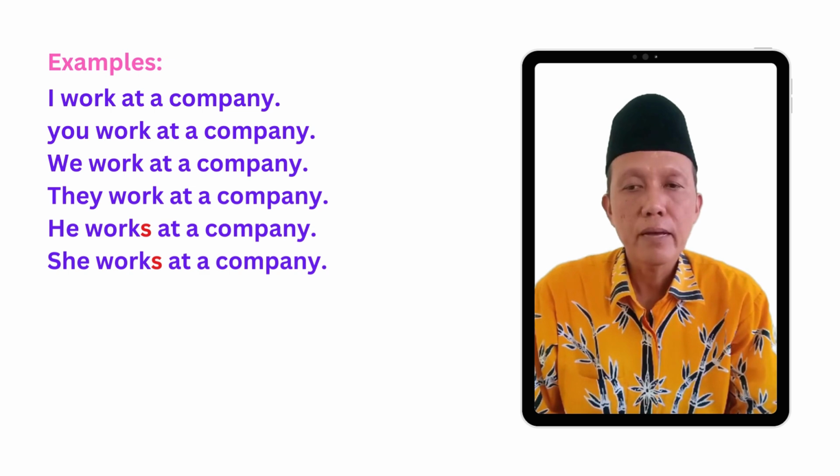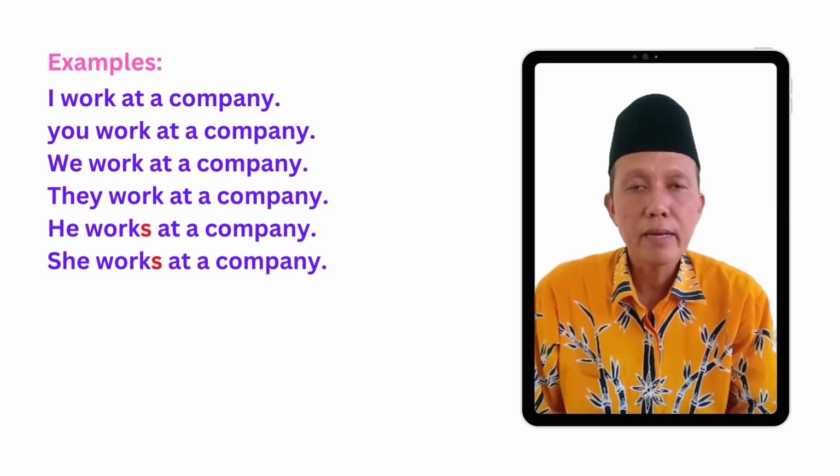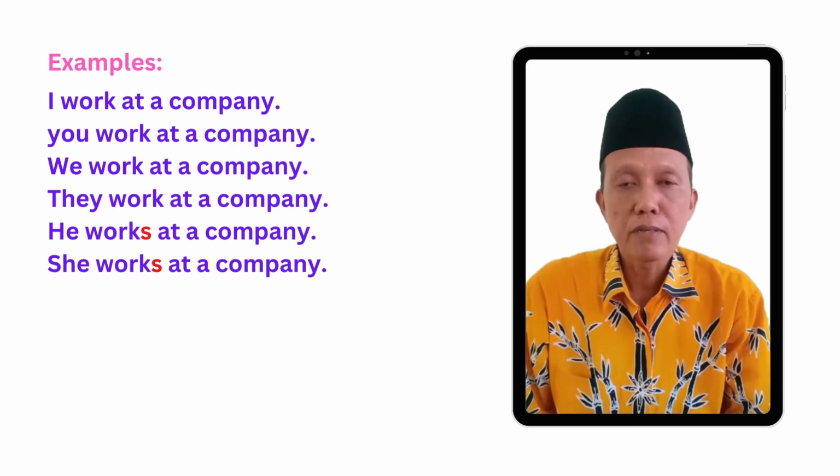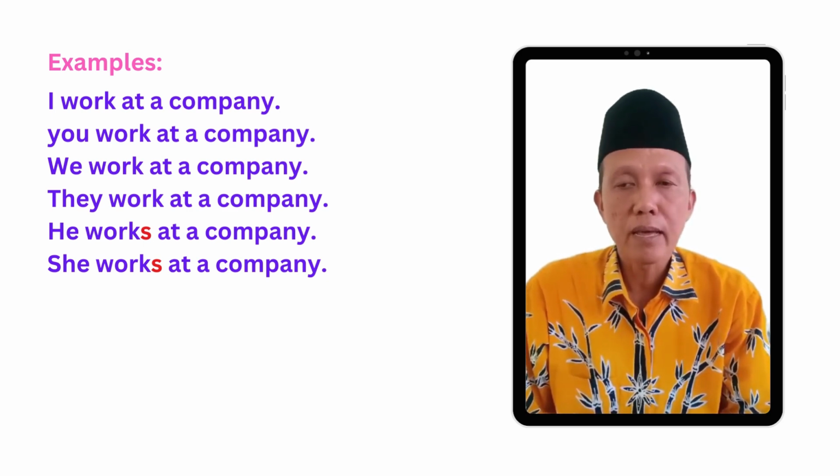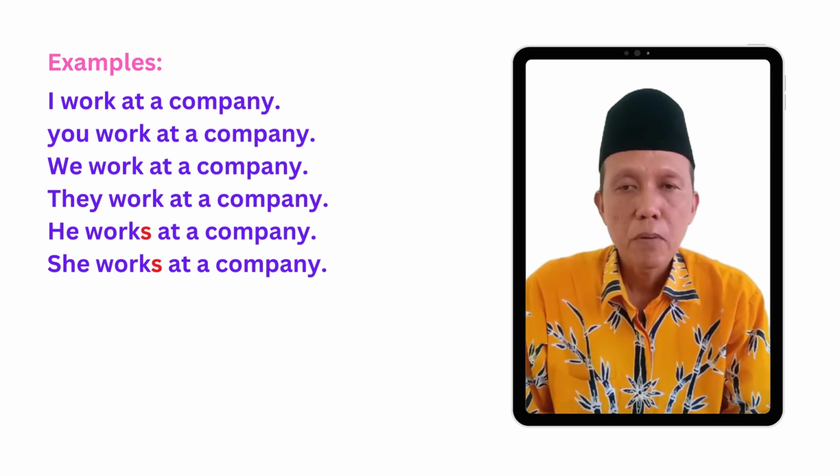I work at a company. You work at a company. We work at a company. They work at a company. He works at a company. She works at a company. From the example given, it is clear that when the subject is third person singular like he or she, we have to add an S at the end of this verb work.